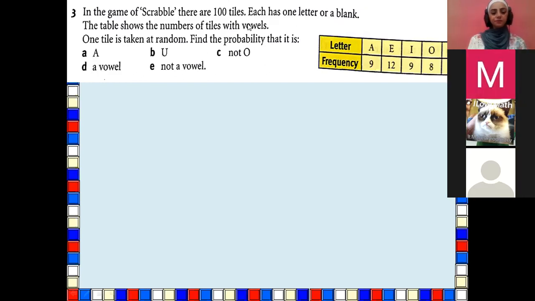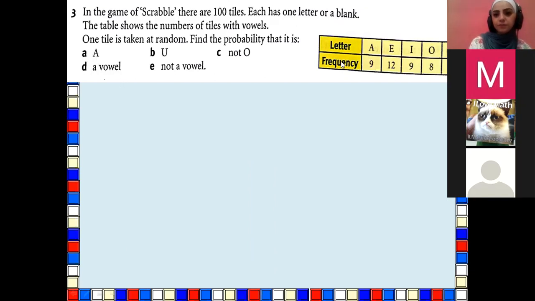It's okay. Yalla. In the game of Scrabble, there are 100 tiles. Each has one letter or a blank. The table shows the numbers of tiles with vowels. One tile is taken at random. Find the probability that it is an A.